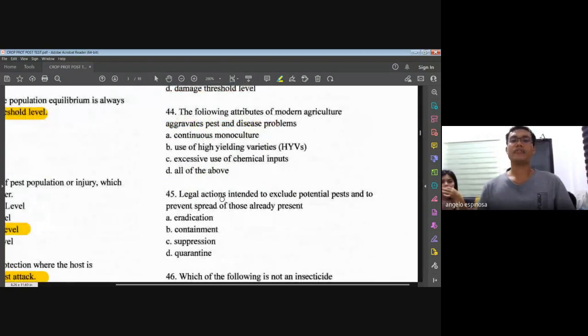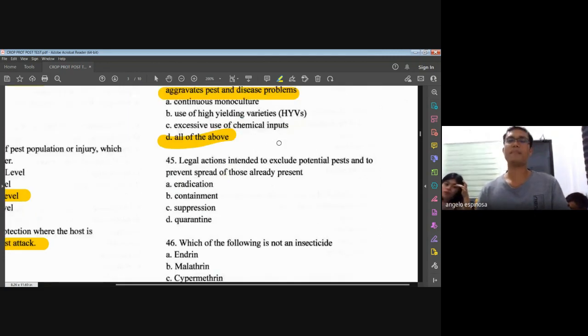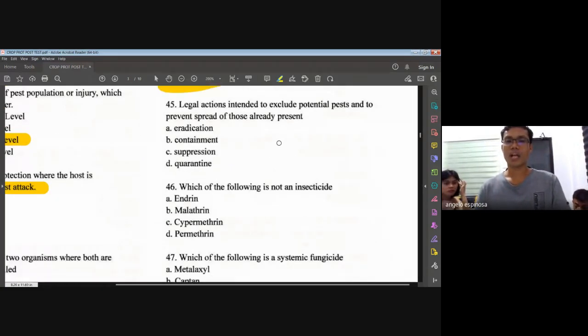Number 44, the following attributes of modern agriculture aggravate pests and disease problems. The correct answer is all of the above. It is continuous monoculture, use of high-yielding varieties, and excessive use of chemical inputs. Those could be attributes of modern agriculture that aggravate the pest and disease problems. That is why when we plant, we should plant high-quality varieties of crops, and then we follow the proper method in plantings.